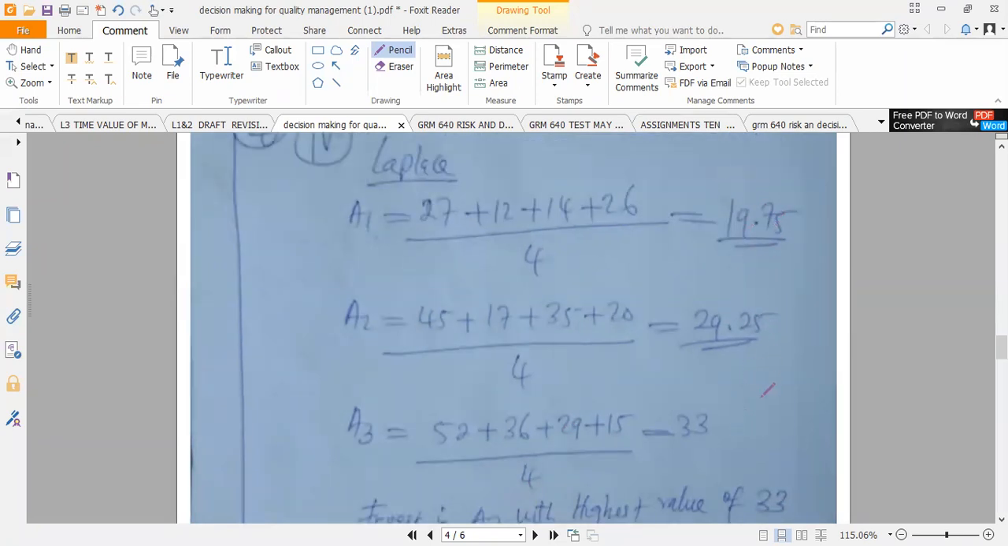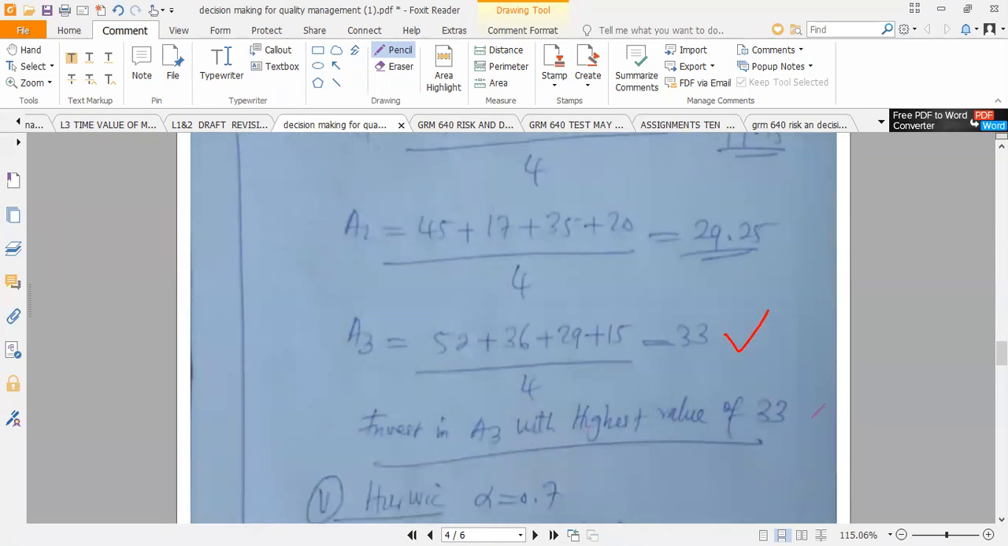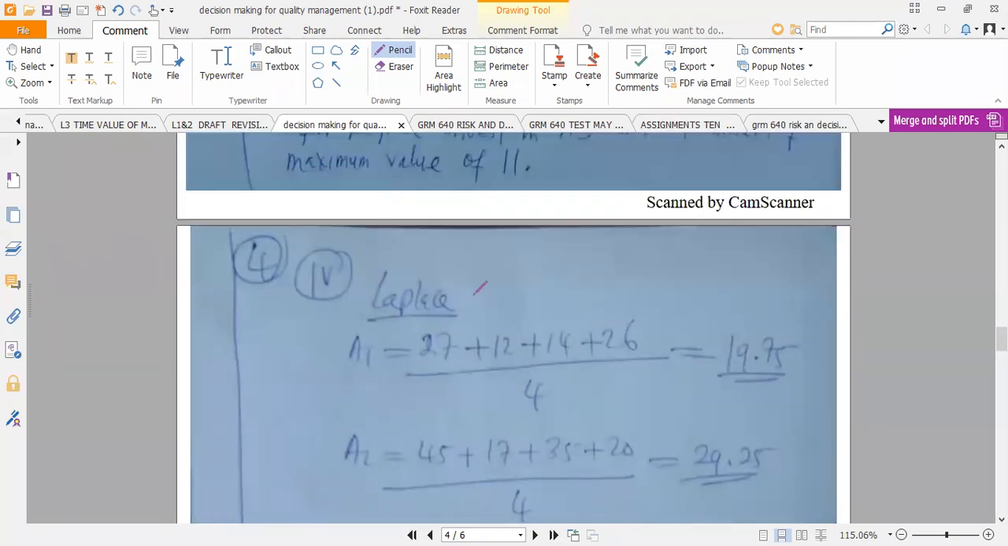Which one has the highest value in this case? 33. So 33 gives us the highest value, and we pick alternative number 3, which has the highest value. So this is what we call the Laplace. Laplace method under decision making is one where we pick the average values.